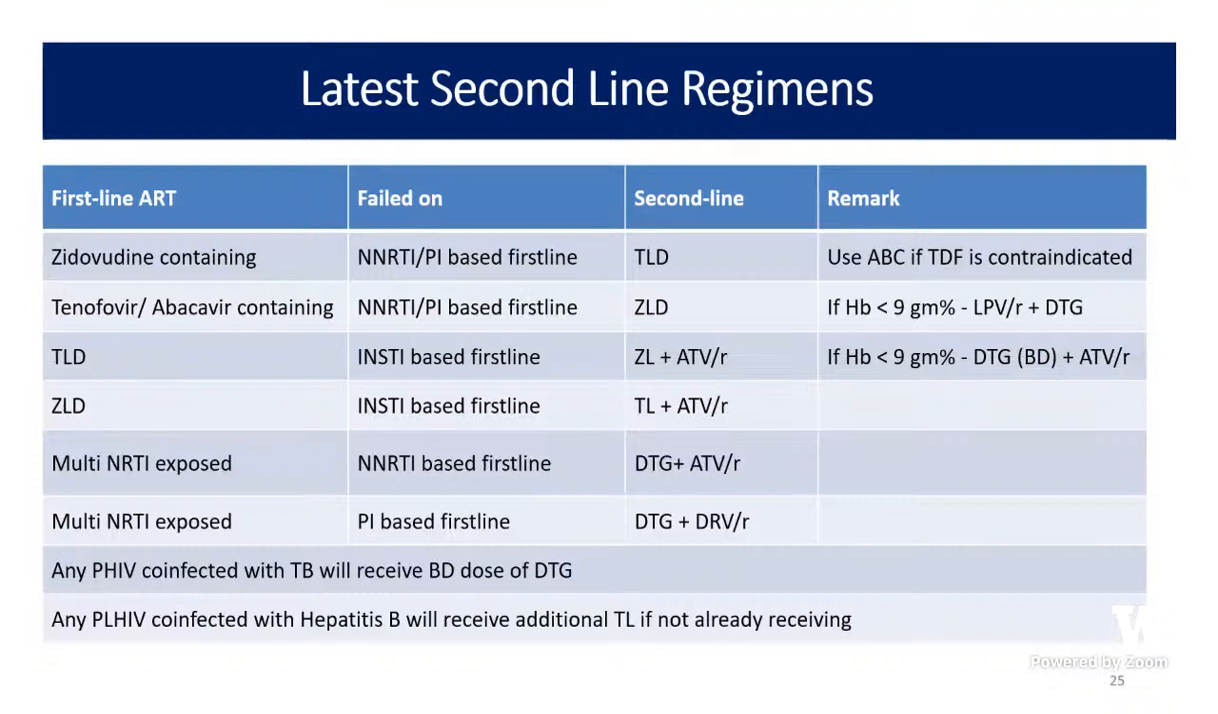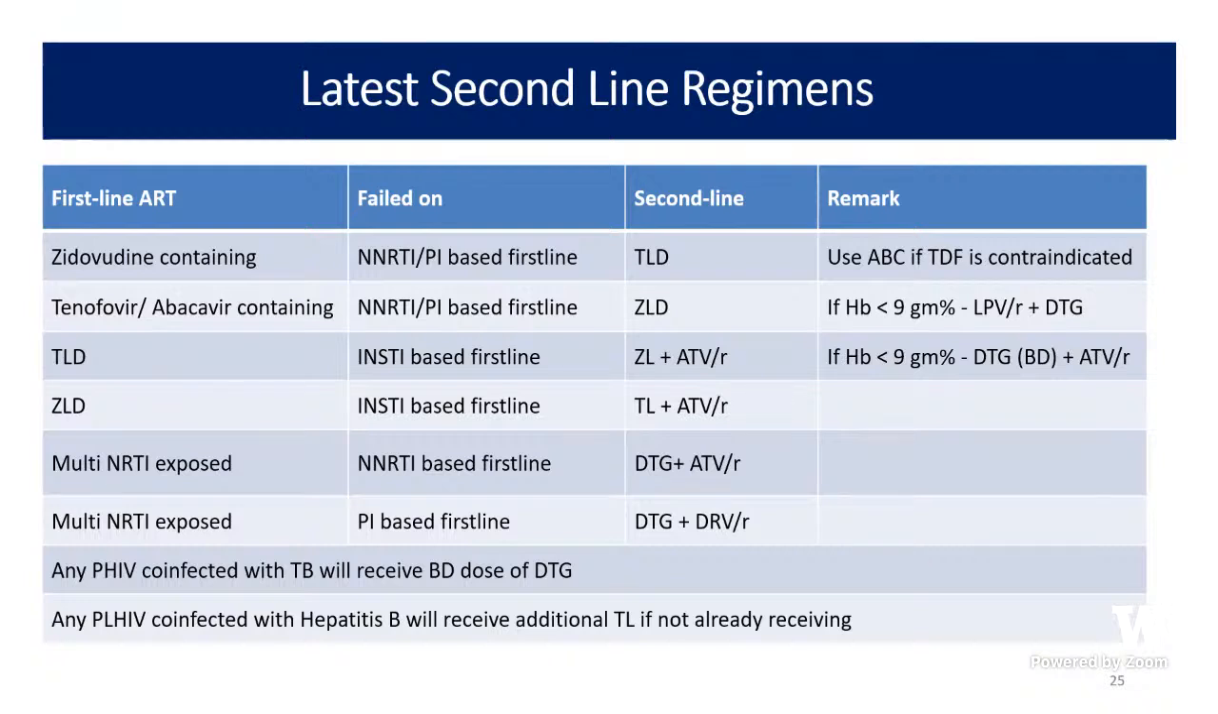Any PLHIV co-infected with TB will receive twice daily dose of DTG. I'm repeating this again and again because we really need to be foolproof. We do not want to make mistakes, because if we are giving ATT without doubling the dose of DTG, our precious DTG will be lost due to the subtherapeutic blood level.